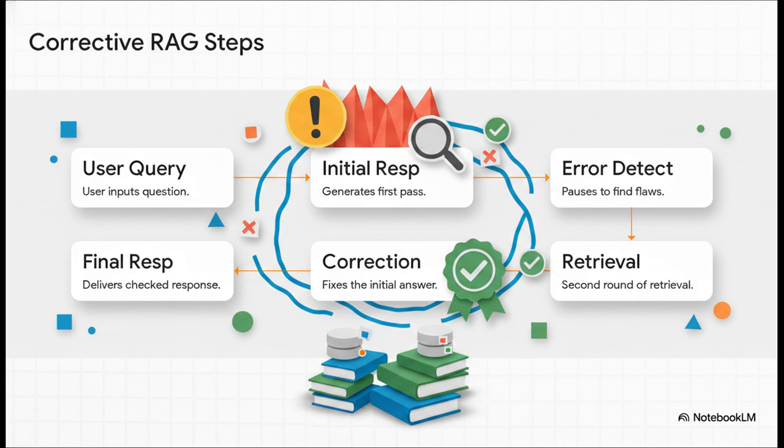If it finds an issue, it triggers Step 4, which is a whole new round of retrieval, followed by Step 5, response correction. Only after it has successfully passed these hurdles do we finally reach Step 6, the final response. The absolutely crucial part of this setup is those new checkpoints at steps 3 and 5. This architecture is literally designed to catch its own mistakes.